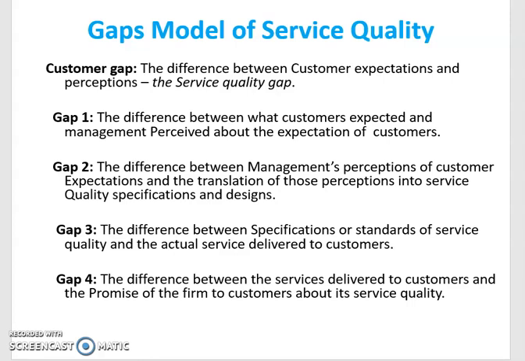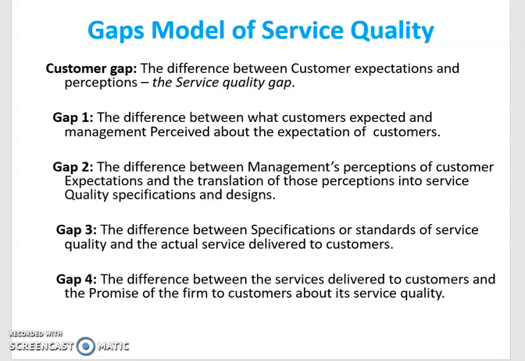As we can see, usually we come across 4 gap models. Under that, the first, gap 1, mainly concerns the difference between what the customer expected and what the management perceived about the expectations of our customers. Then follows the gap 2 model, which defines the difference between the management perceptions of the customer expectations and the translation of those perceptions into service quality specifications as well as the service designs.